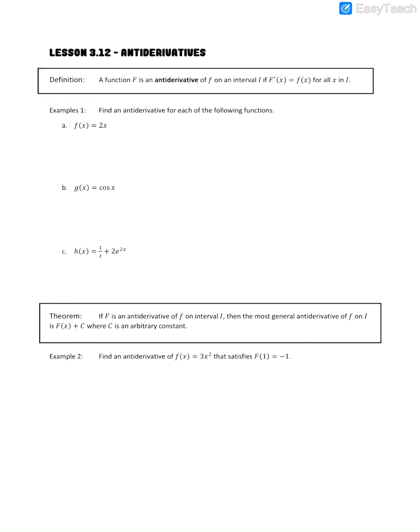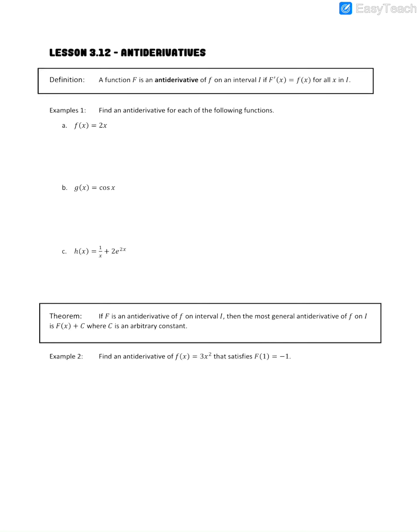Okay, so basically what we're doing is we're trying to find functions that if I took their derivative, I would wind up with the function that I am given. So basically I'm going backwards. Okay, so let's look at example 1a. These are very simple antiderivatives, so we're just getting your mind kind of thinking about how this is working.